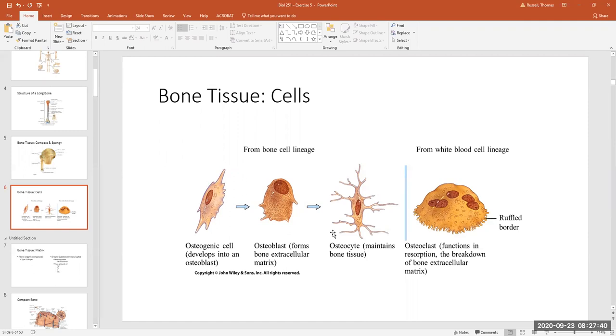So ultimately, these are the bone cells from start to finish: from the stem cell, to the immature bone cell called the osteoblast, which makes the bony matrix, and then the mature bone cell called the osteocyte, which lives in the lacunae. We then have this strange cell over here called the osteoclast.